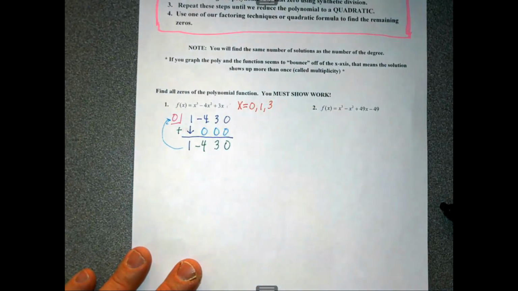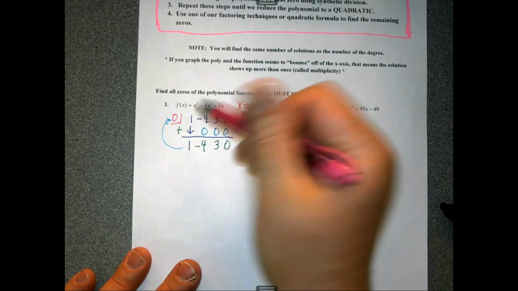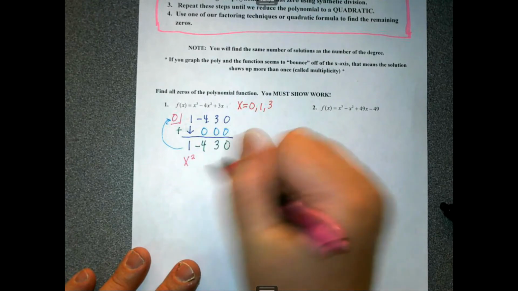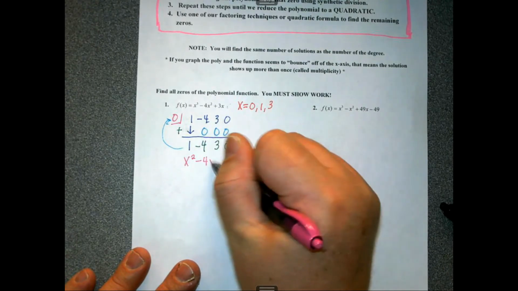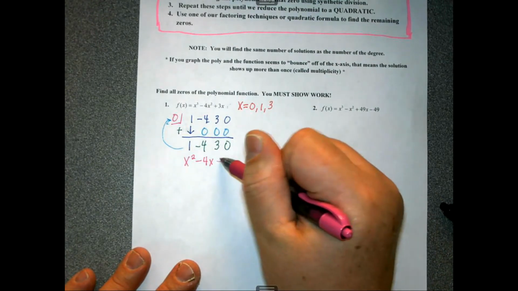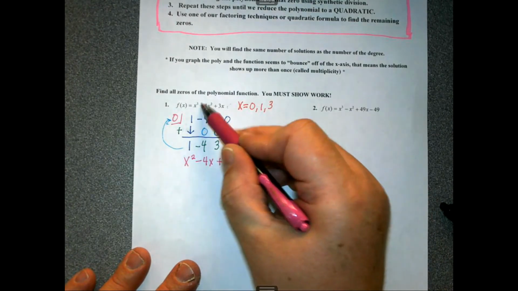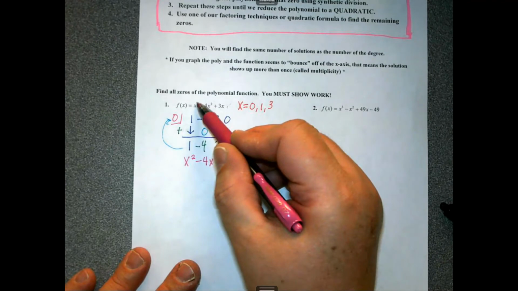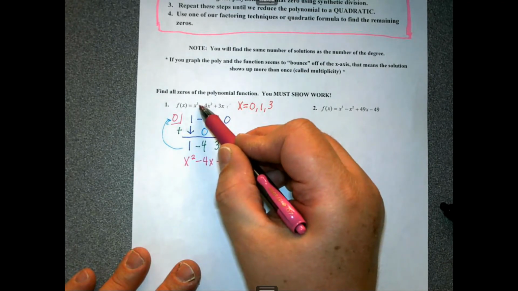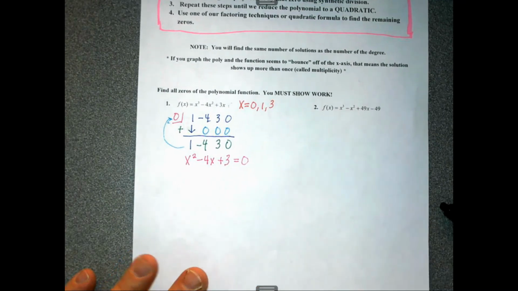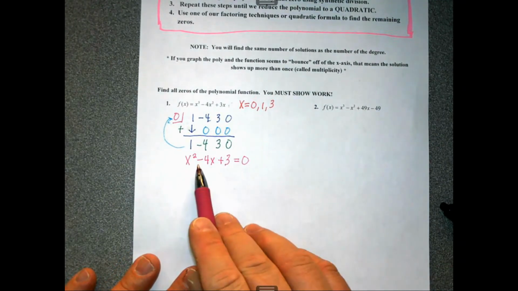So I started with an x cubed. So this is 1x squared minus 4x plus 3. And I need to find the other two zeros because we're going to use imaginary numbers, we're going to find all the zeros. So I'm going to set this equal to 0, find two zeros from this quadratic.